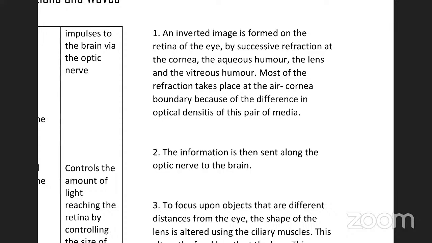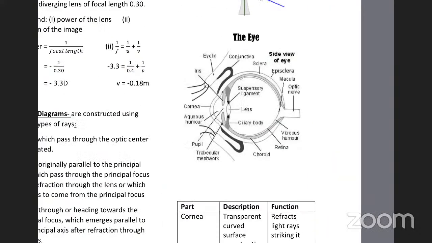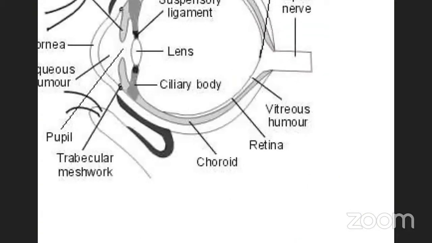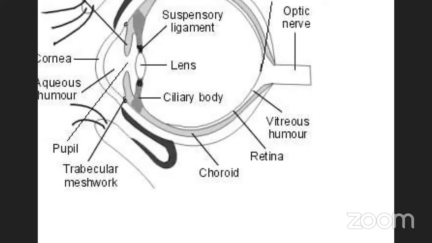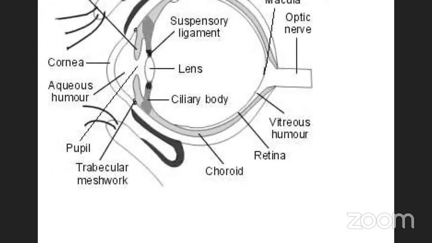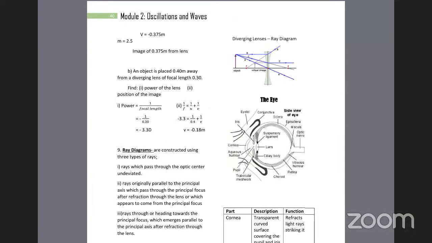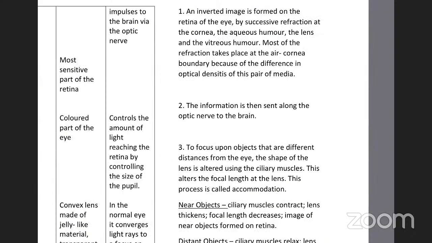All right. An inverted image is formed right here, right, Claudia? An inverted image is formed on the retina of the eye by successful refraction at the cornea, the aqueous humor, the lens, and the vitreous humor. That's the one in the back, right here. Vitreous kind of means in the back.